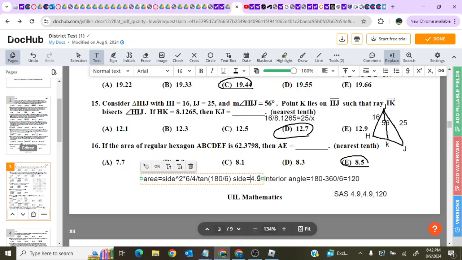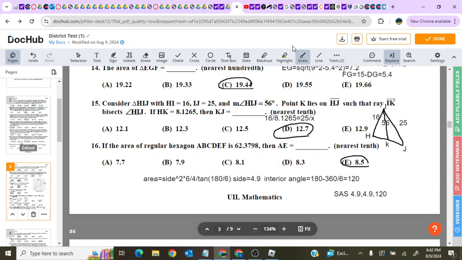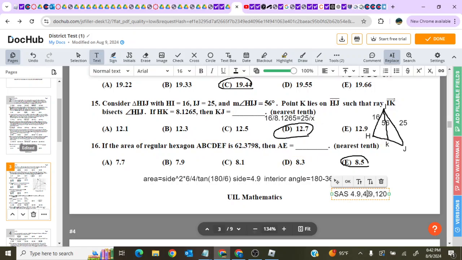So once you've solved for your side, you need to figure out what the interior angle is, because we're not looking for AF or EF, we're looking for AE. So it's a triangle that's being formed between two sides. The interior angle of a polygon is 180 minus 360 over the number of sides, so 120. Now you can use our SAS program to solve for that final side of your triangle, 4.9, 4.9, and your angle of 120 to get a value of 8.5.